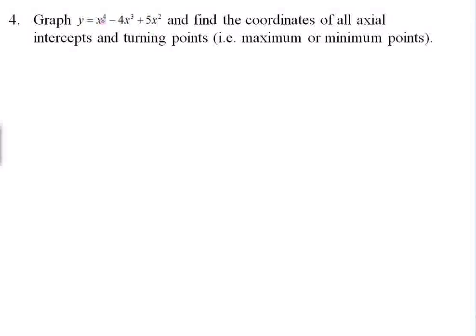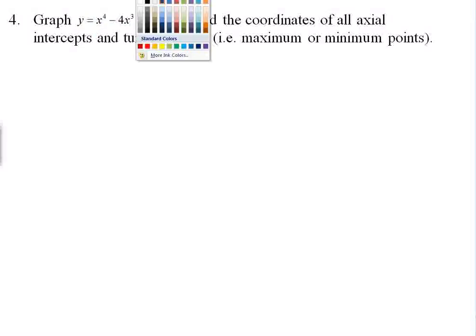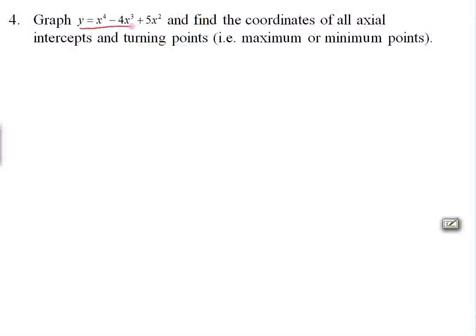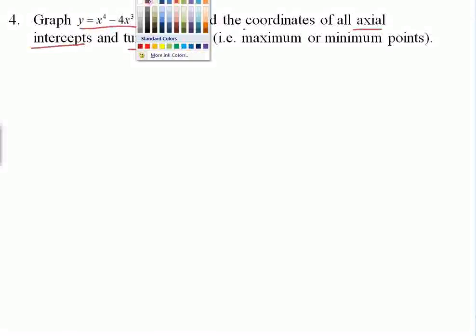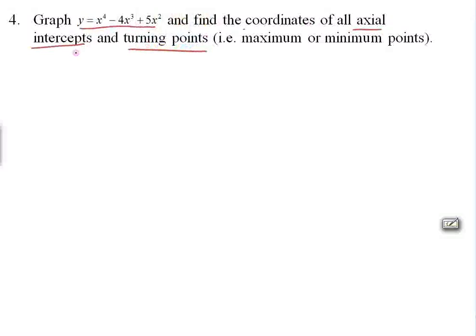Question 4 asks us to sketch this graph and find all the coordinates of the axial intercepts, that means x and y intercepts, and turning points. Generally, we'll find these axial intercepts and turning points first and use them as a guide for sketching the curve. So let's do that. How do we find the axial intercepts?